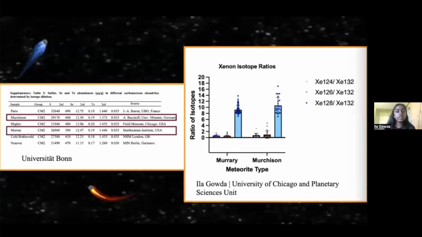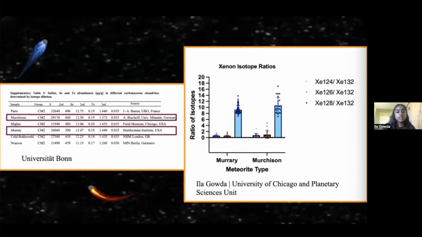On the left, you can see the table with both the Murchison and Murray meteorites. The abundances of sulfur are very similar, with Murchison at 29,170 and Murray at 26,060 micrograms. With selenium, Murchison had an abundance of 12.5 milligrams and Murray had an abundance of 12.47 micrograms, which is a very similar comparison again.